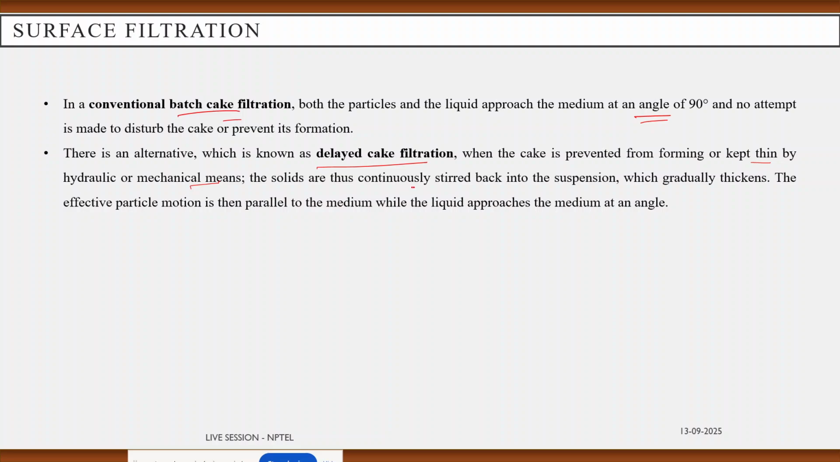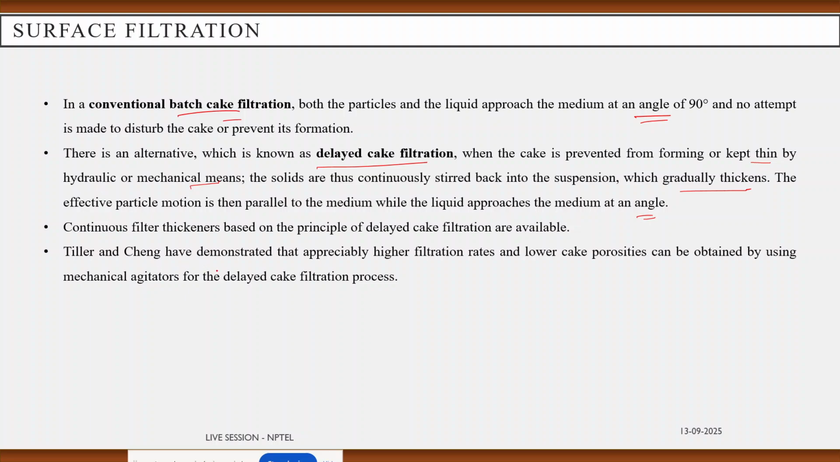The solids are thus continuously stirred back into the suspension, which gradually thickens over the period. The effective particle motion is then parallel to the medium, while the liquid approaches the medium always at 90 degrees. The continuous filter thickeners work based upon this principle of delayed cake filtration that I showed in that thickening process.